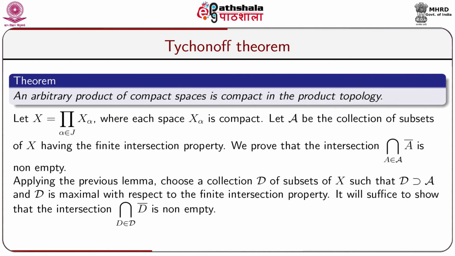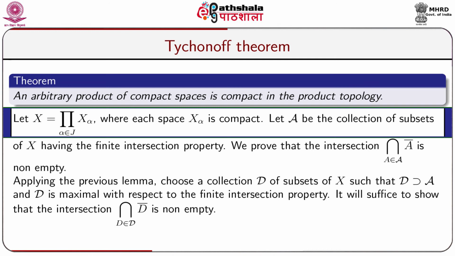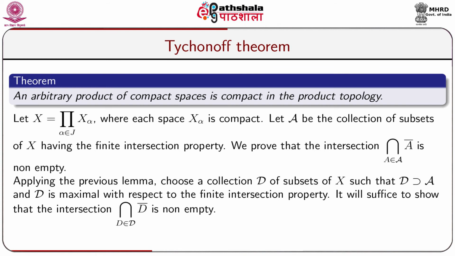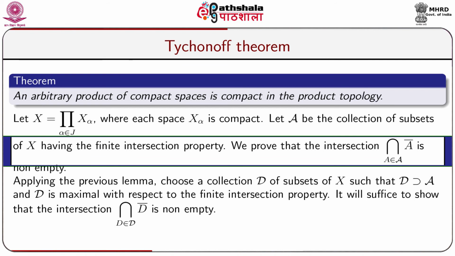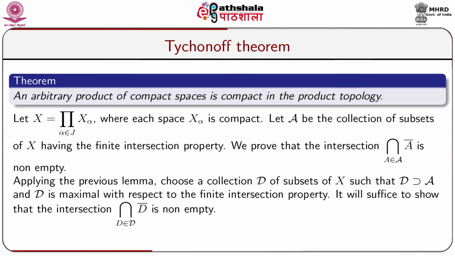Now we come to our final theorem. Arbitrary product of compact spaces is compact in the product topology. To prove this, let X be the product of X alpha where each factor space X alpha is compact, and let script A be a collection of subsets of X having the finite intersection property. We wish to prove that the intersection of the closures of A, where A belongs to script A, is non-empty. That means we wish to prove that any collection of closed sets with the finite intersection property has non-empty intersection.